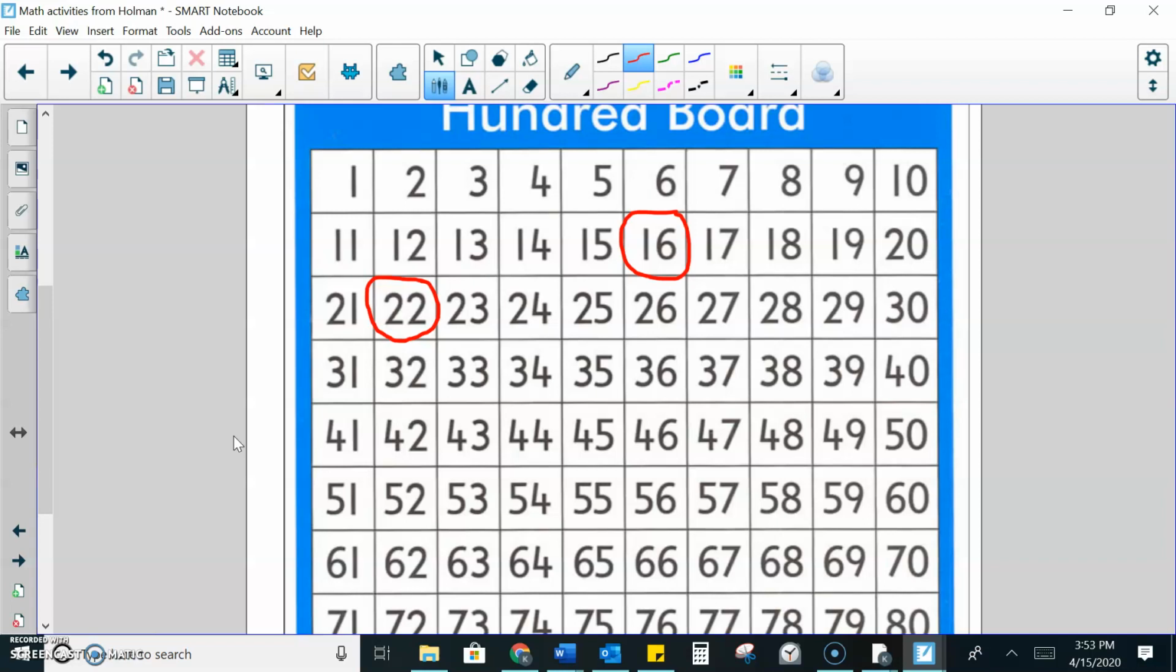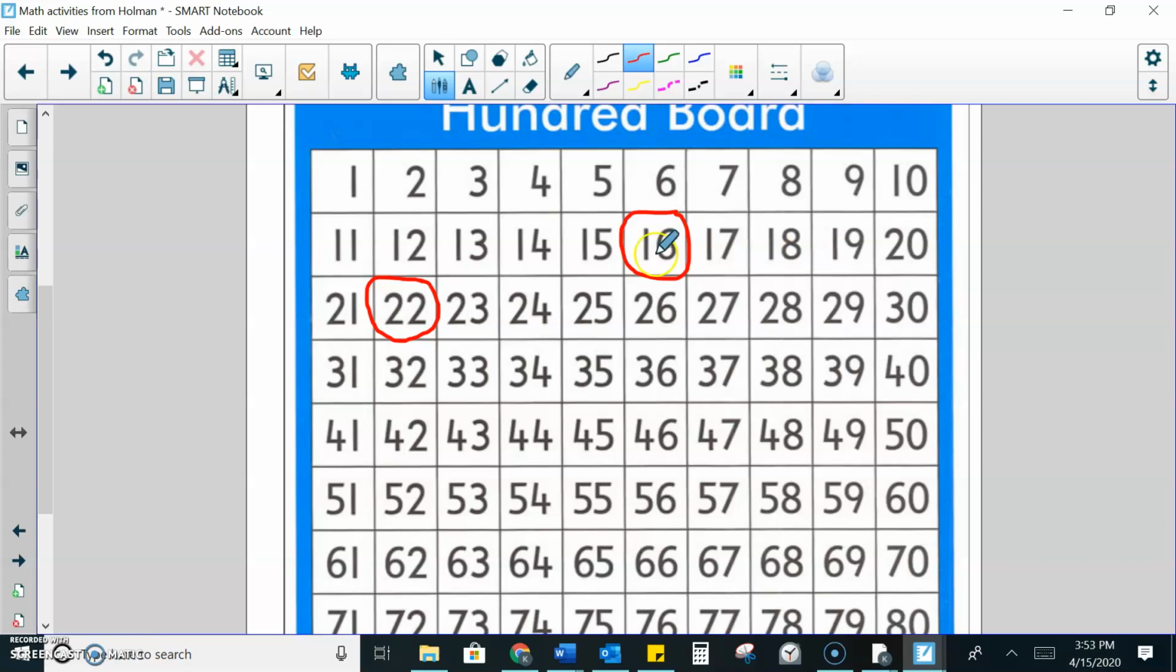Excellent, you are correct. The number that is more or greater than is 22. And here's how I know that. When I'm looking here on my hundreds chart, I come to 16 first, and then after 16 comes the number 22. So if the number comes after, that means the number is a larger amount. It has a greater quantity.